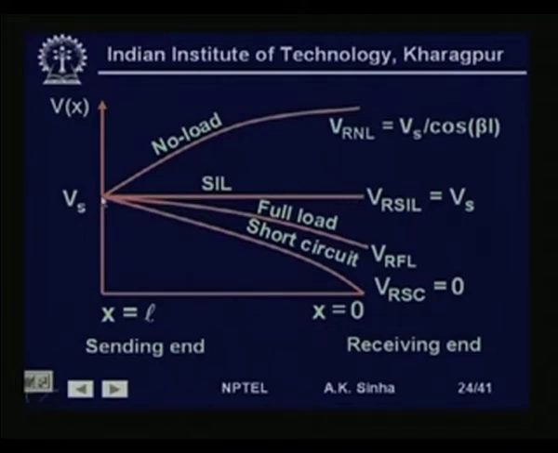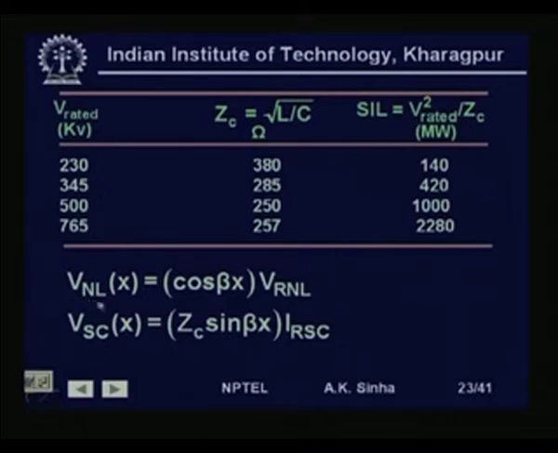If the line is unloaded, then the sending end voltage V s, or V no load at any distance x, which we can write as at distance L, is equal to cos beta x, or cos beta L, into V R. Now, in this case we find that the sending end voltage is going to be less than the receiving end voltage, and if we keep the sending end voltage as 1 per unit, then the receiving end voltage is going to be much higher.